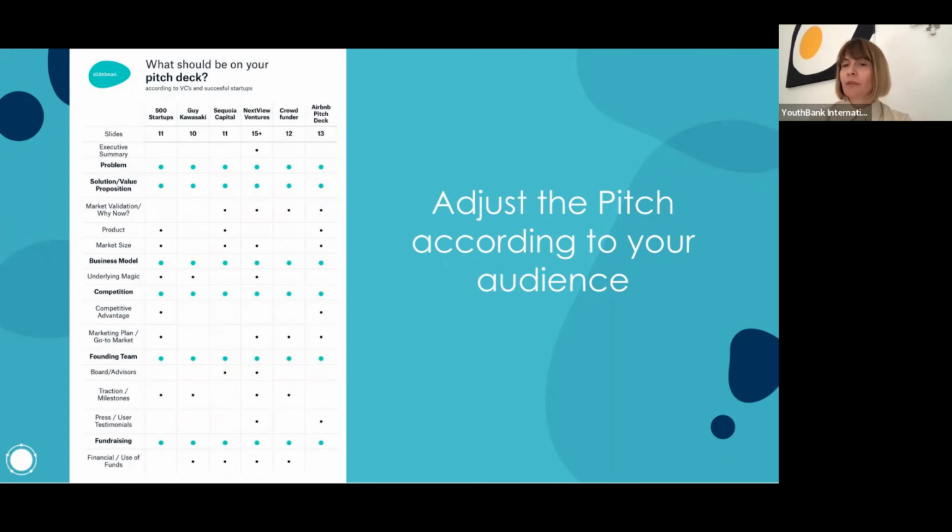You will adjust it, and maybe at the end say that you're currently in a phase where you're raising money, and if they know anyone that would be interested in investing, you're there. But otherwise, adjust your pitch according to the audience.